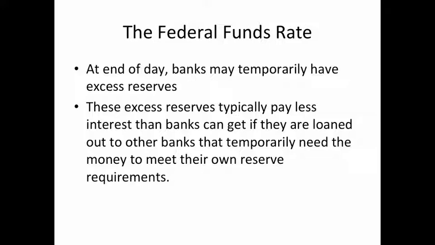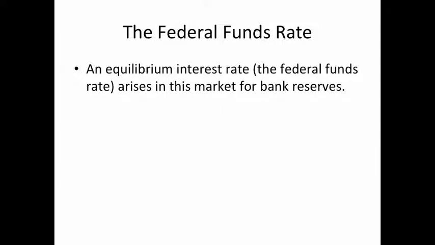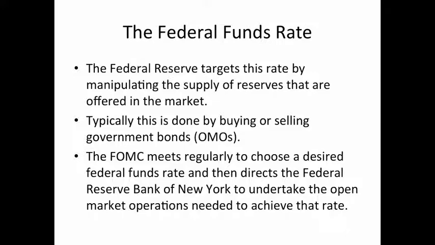So that's what we're seeing here. And so when this happens, we get this equilibrium interest rate in this market for bank reserves. And the equilibrium interest rate here is called the federal funds rate. So the Fed targets a rate by manipulating the supply of reserves that are offered in the market, manipulating the amount of excess reserves that are held by banks. And again, they do that principally through open market operations.